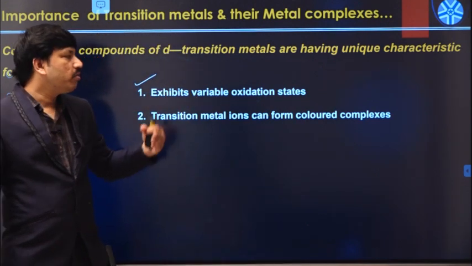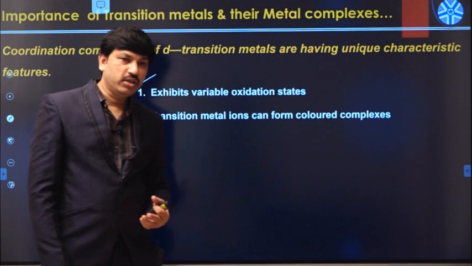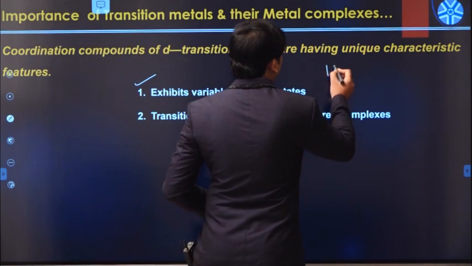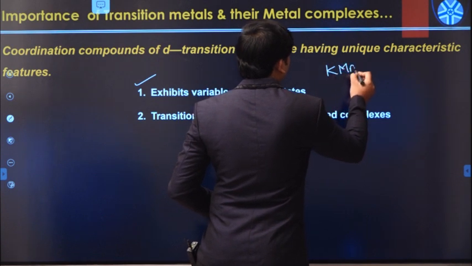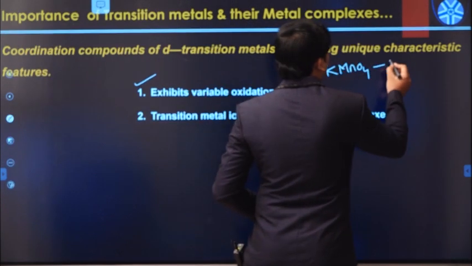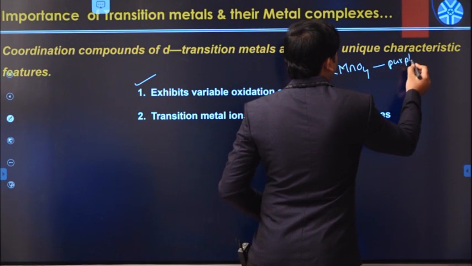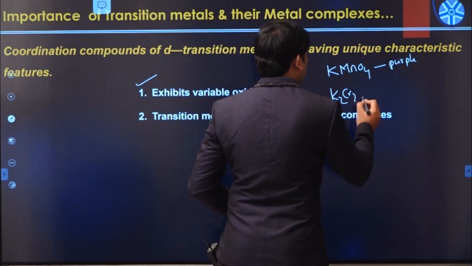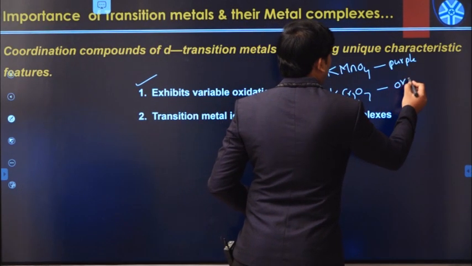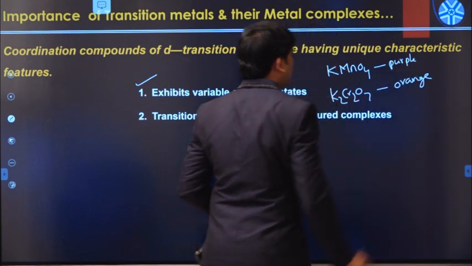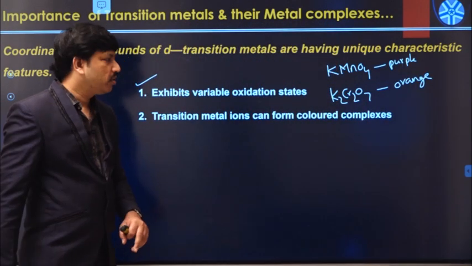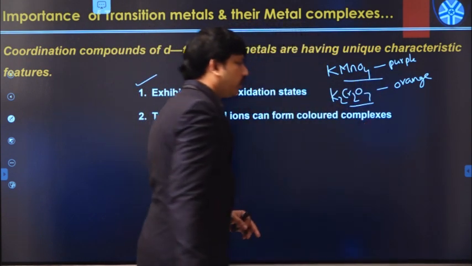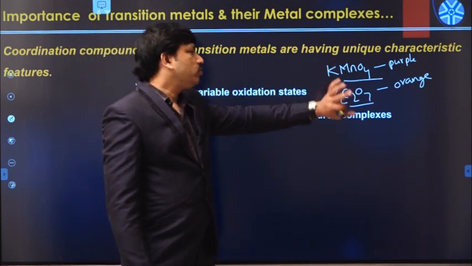If you see the color of the various metal complexes, most of them are actually colored in nature. For example, potassium permanganate, purple in color, and potassium dichromate, K2Cr2O7, orange in color. These are two simple examples. One is a tetrahedral moiety, the other is an octahedral moiety. So basically these are two different examples.